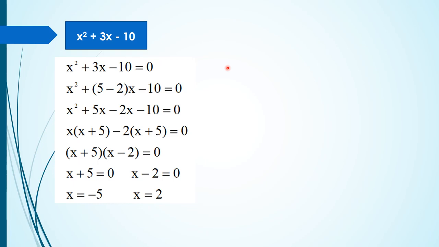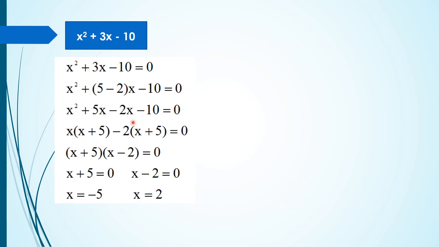Express minus 10 as product of two numbers whose sum is 3. Therefore here I can take minus 2 into 5. Minus 2 into 5 is minus 10, whose sum is plus 3. Therefore in place of 3 I can write 5 minus 2. Okay, x square plus 5 minus 2 into x minus 10 is equal to 0. For 3 we have written as 5 minus 2, whose product is minus 10. Now we go for distributive property, x square plus 5x minus 2x minus 10 is equal to 0.